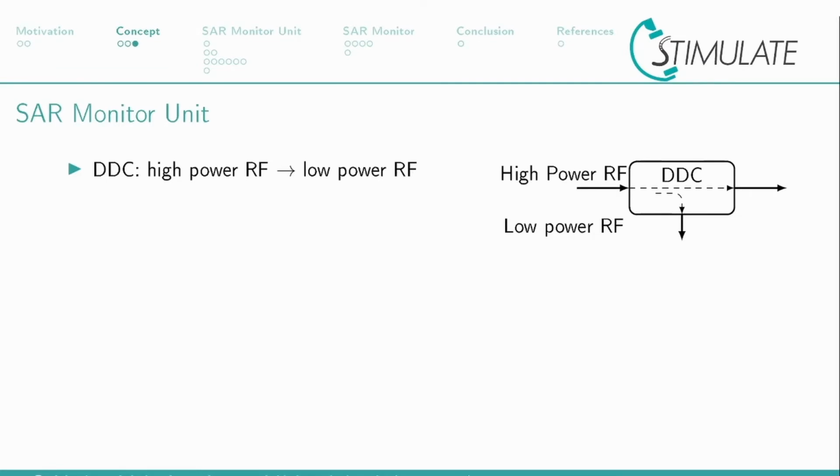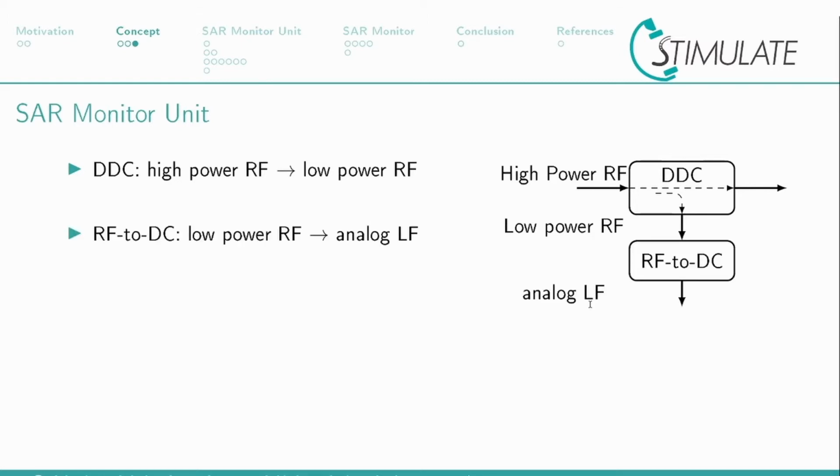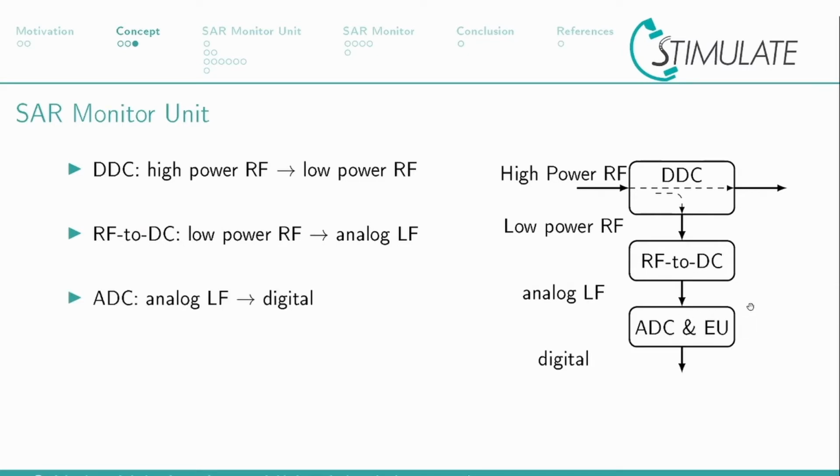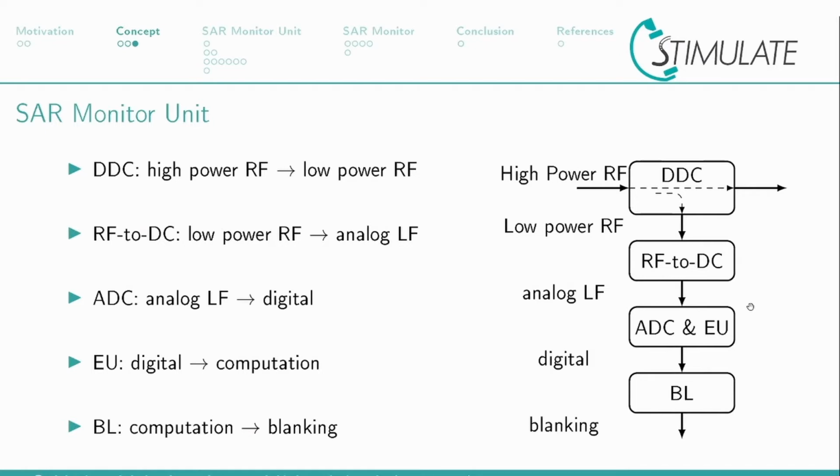Each SAR monitoring unit consists of a dual directional coupler, which transforms the high power RF signal into a low power RF signal. This low power RF signal is converted into an analog low frequency signal by an RF to DC converter. The analog low frequency signal is digitized by an ADC, and the digitized data is further processed by an evaluation unit. Based on this computation, a blanking logic disables the RF amplifier in case of an error. Each of these components must be evaluated precisely in order to maintain low errors of the overall system. Following, I will describe each component individually to give an overview of their functionality and their performance.